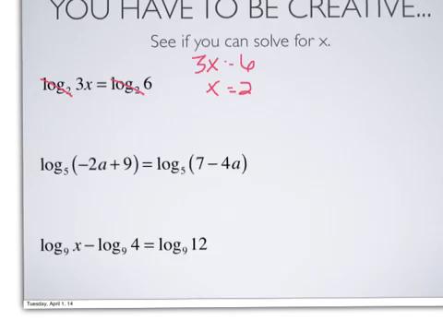So that second one, do I have two of the exact same logs? Okay, so I'm going to do the same thing. I'm going to cross this off and this off. Now the equation that I'm left with is a little bit harder, but I can work with this. How would you solve negative 2a plus 9 equals 7 minus 4a? Add what? Okay, so I would add maybe 4a to each side.